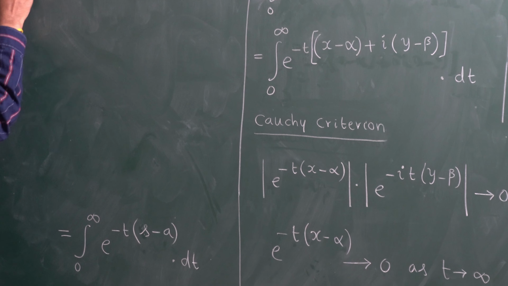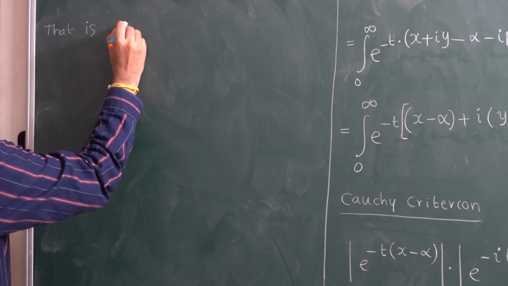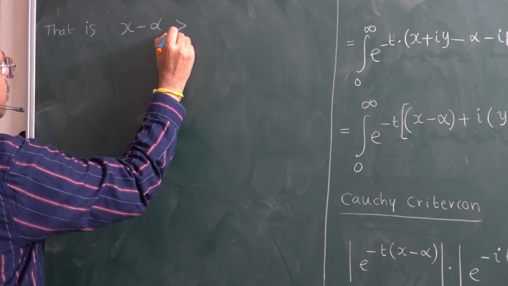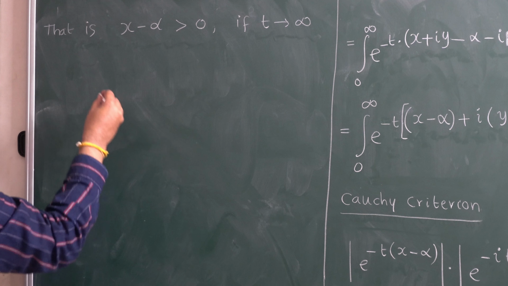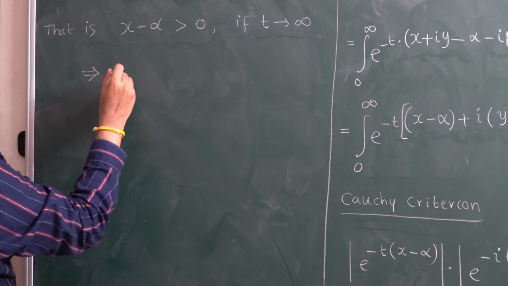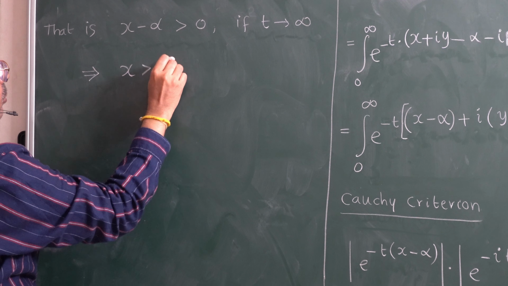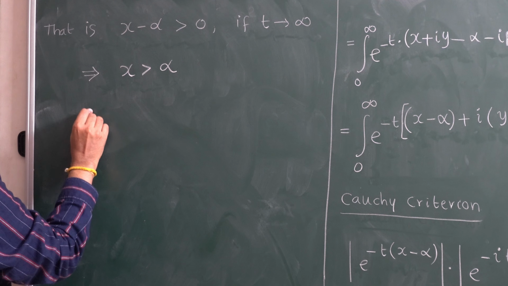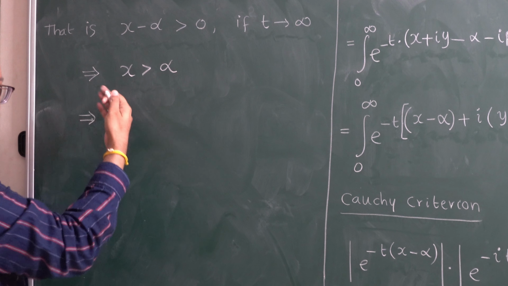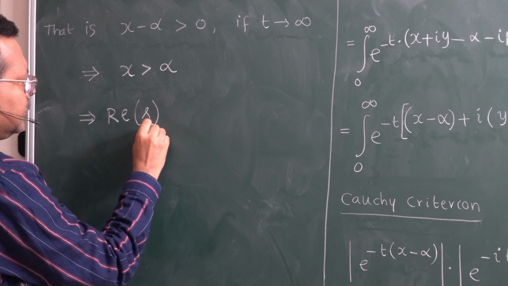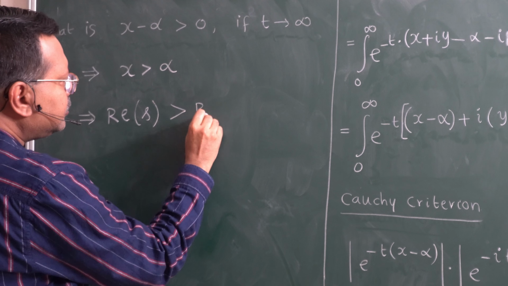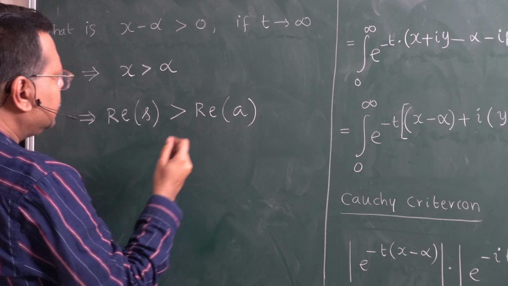So from here I will write down that x minus alpha should be positive. Positive means greater than 0. So what does it mean? This means that we want x greater than alpha as the condition. You should not write x and alpha. We should always say that this is the real part of s greater than the real part of a.